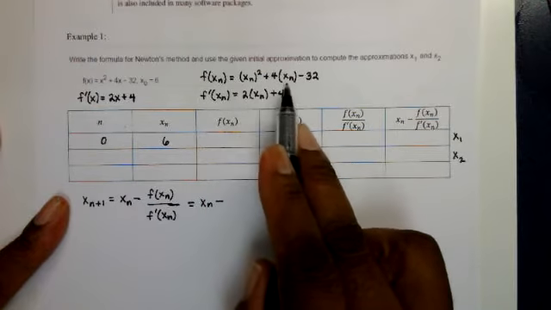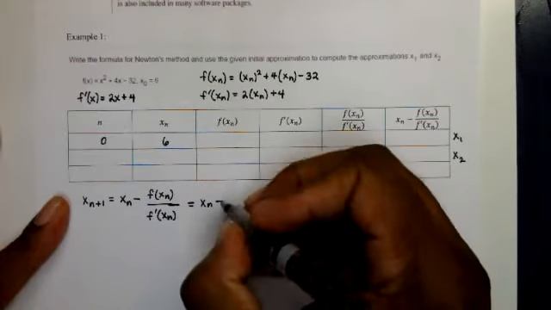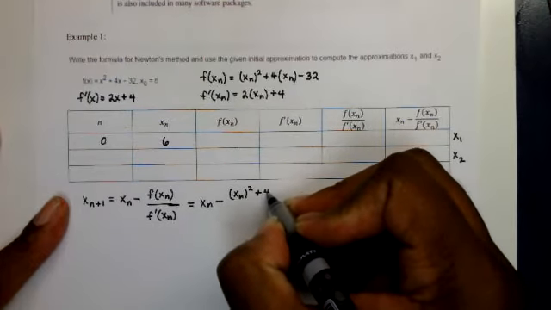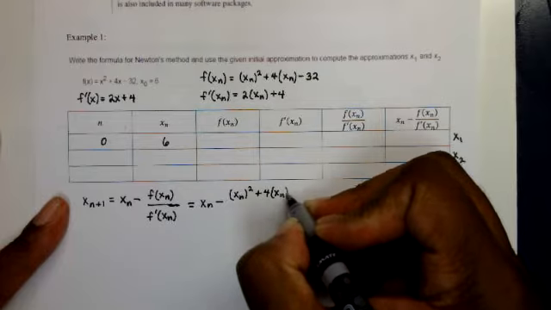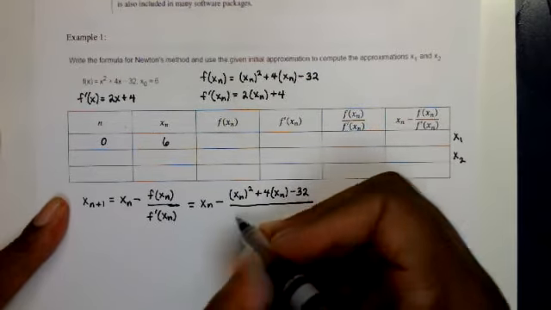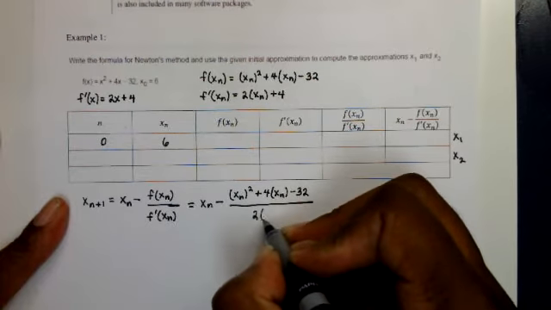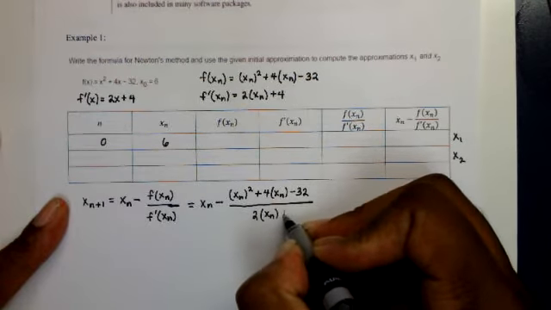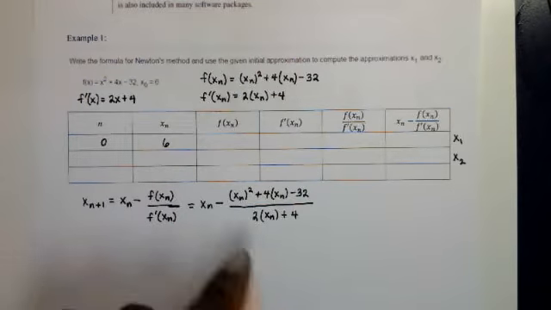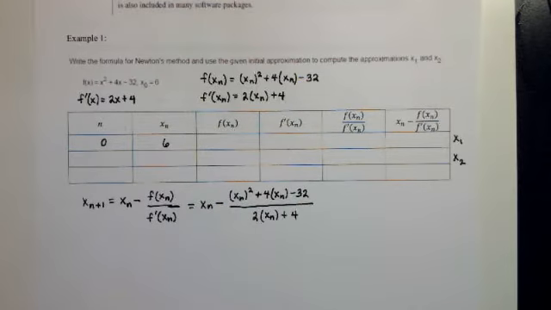x sub n squared plus 4x sub n minus 32. So I'll go ahead and write that. X sub n squared plus 4 times x sub n minus 32. The whole thing is divided by f prime of x sub n, 2 times x sub n plus 4. All right, now I'm going to tell you in the homework, they're going to ask for you to select the appropriate formula for Newton's method for this function. And this is going to be it. That's what they're going to ask for in the homework.